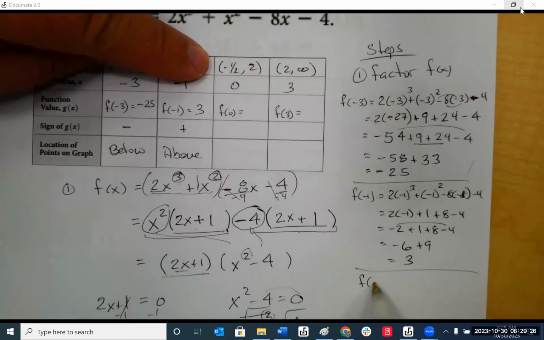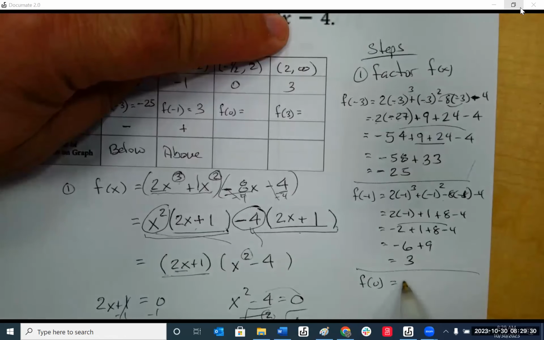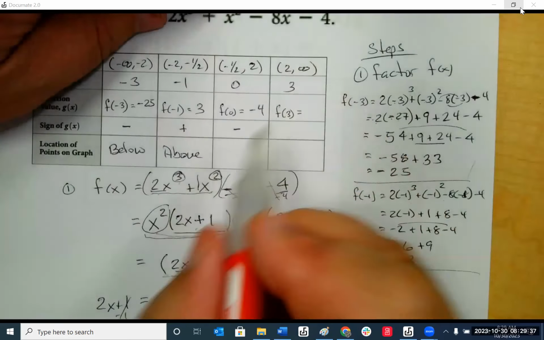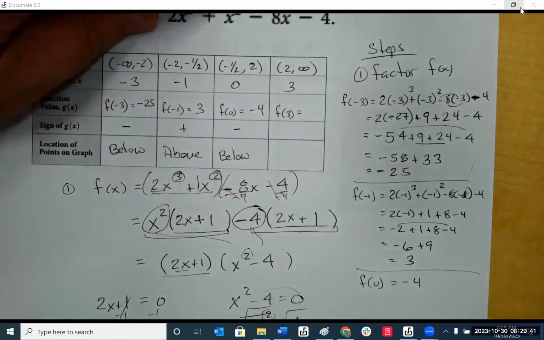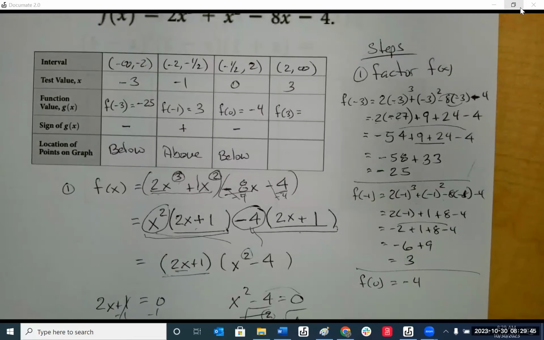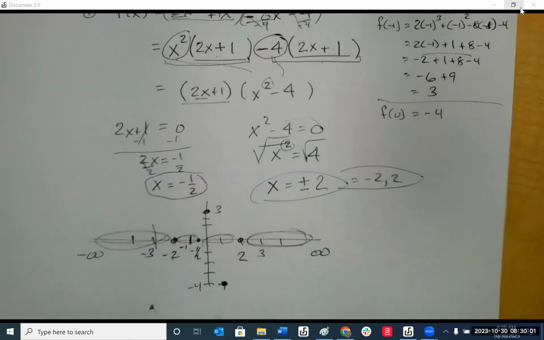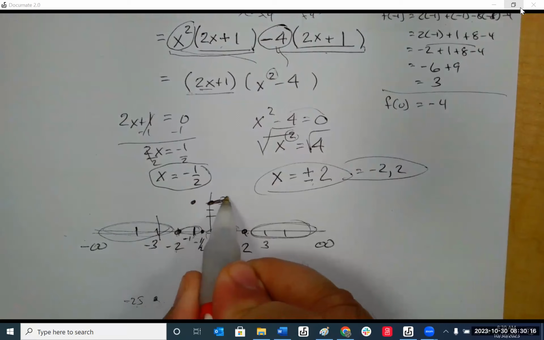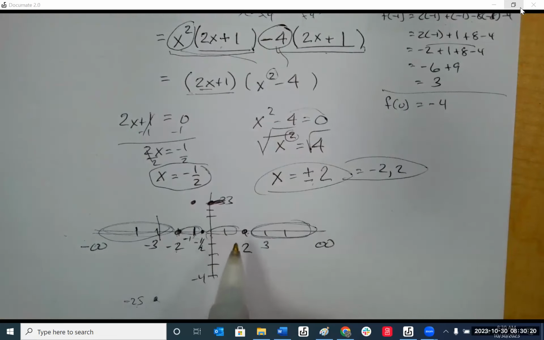The third one is f(0). So anything with an x disappears, so it's negative 4. That's the y-intercept, it's a constant. So this one's below. So at 0, the answer is negative 4. At 1, it's negative 4. So we can pop these points down there. So at negative 3, it's negative 25. At negative 1, it's positive 3. At 0, it's negative 4.